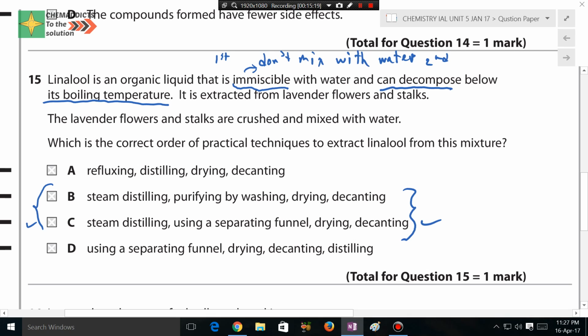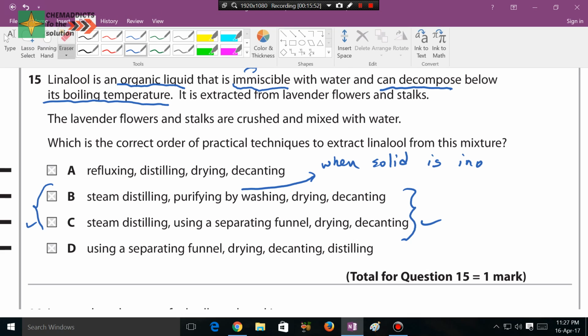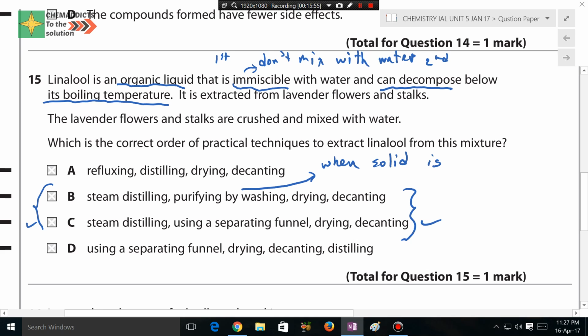That's because first of all, this is an organic liquid. Linalool is an organic liquid. Second of all, in the second step of option B, we have performed purify by washing, and this is only done when a solid is involved. We don't do this with liquids.